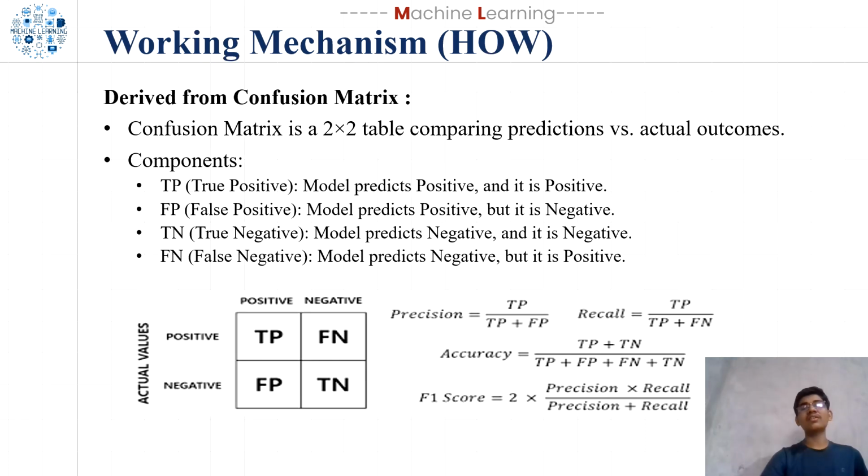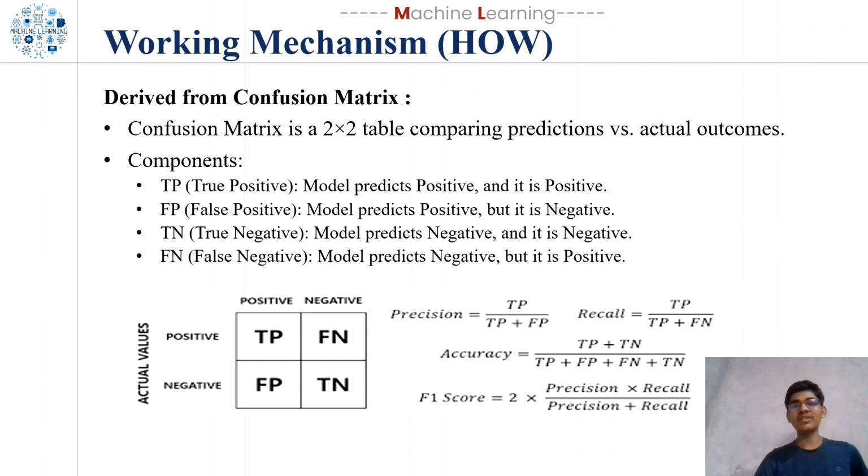So now let us understand how we calculate precision and recall, and how we understand whether our model is making good predictions or not. Before that, we need to understand what a confusion matrix is. The confusion matrix is a 2 by 2 table comparing predictions versus actual outcomes. There are four components. First is true positive: the model predicted positive and the result was actually positive. False positive: the model predicted positive but the result was negative. True negative: the model predicted negative and the result was negative. And false negative: the model predicted negative and the result was positive. The confusion matrix looks like this.